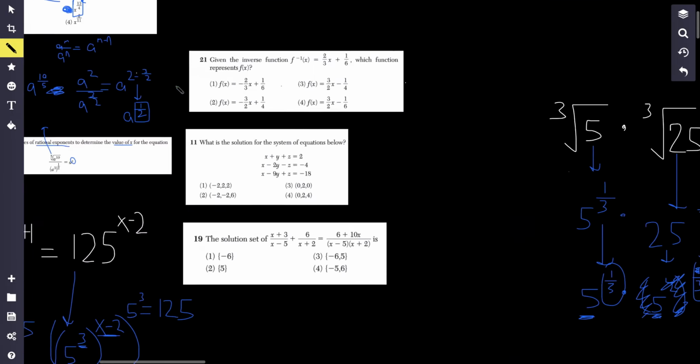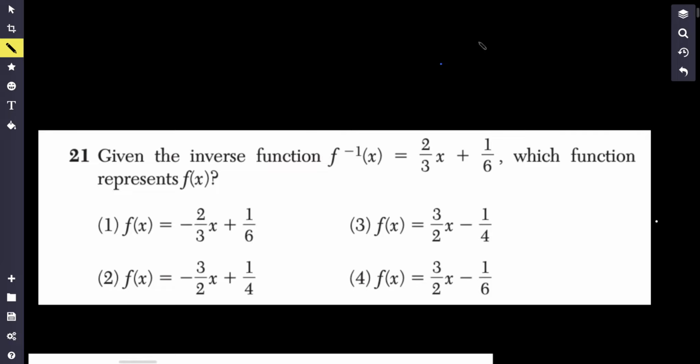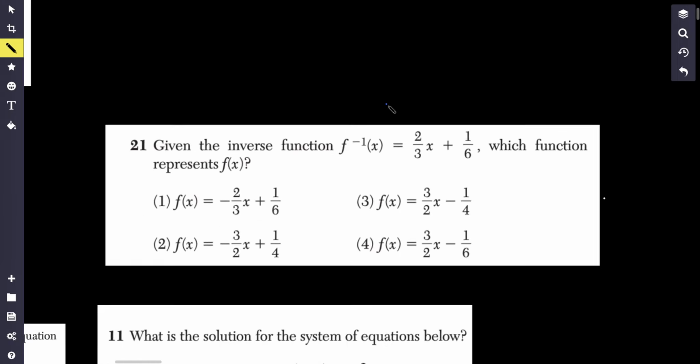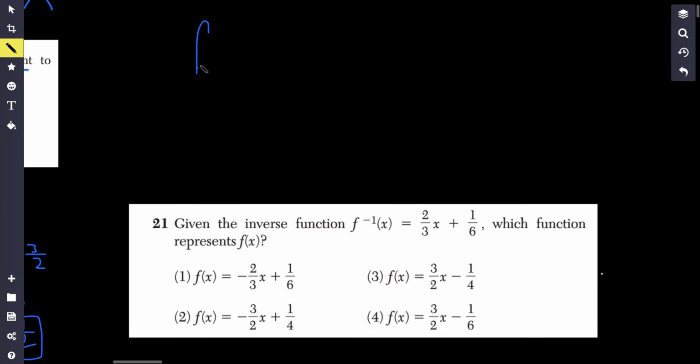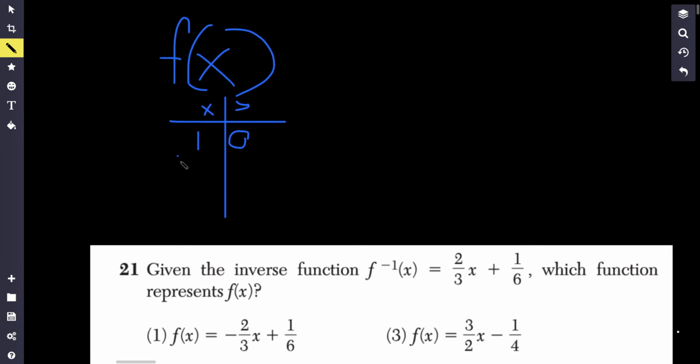All right. Given the inverse function, which function represents f of x? How do we do this? Well, what is an inverse function in the first place? If I have a function f of x, it's going to have x and y values. So let's say when x is equal to 1, y is equal to 0. When x is equal to 2, y is equal to 1. x is equal to 3, y is equal to 2.